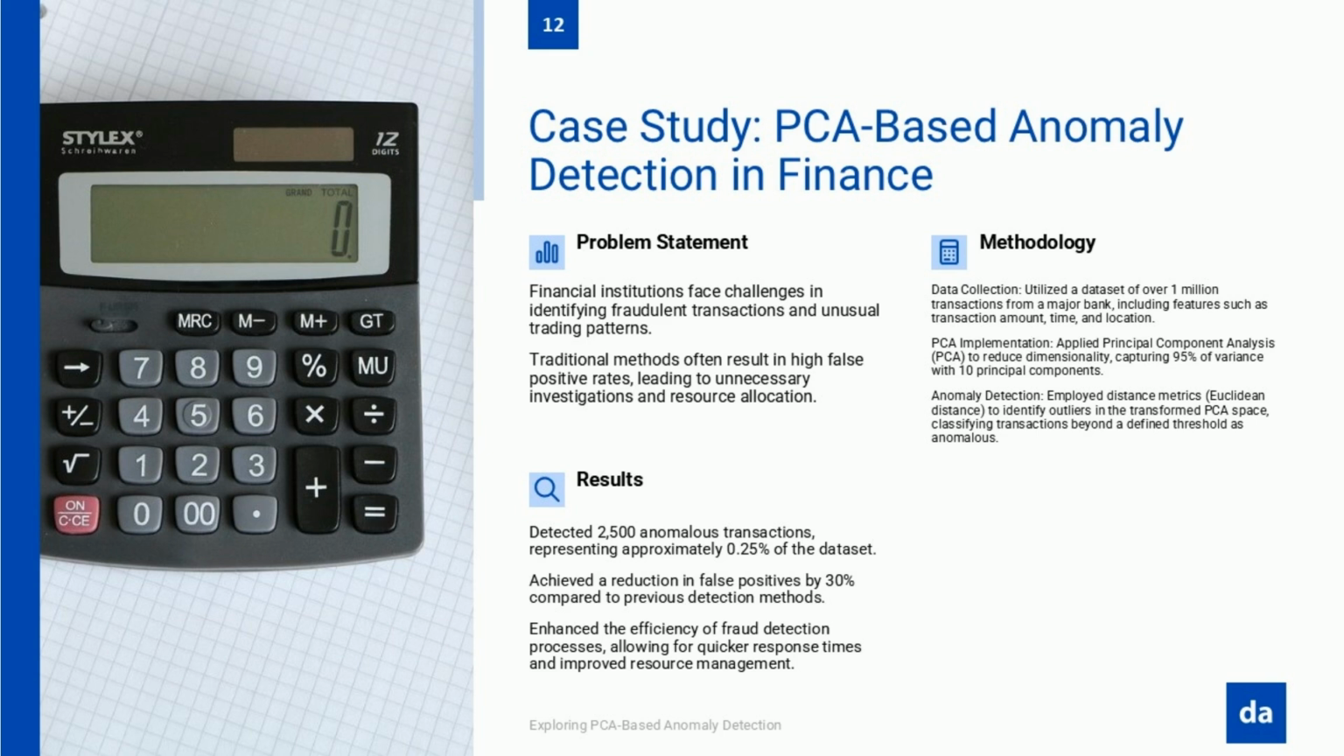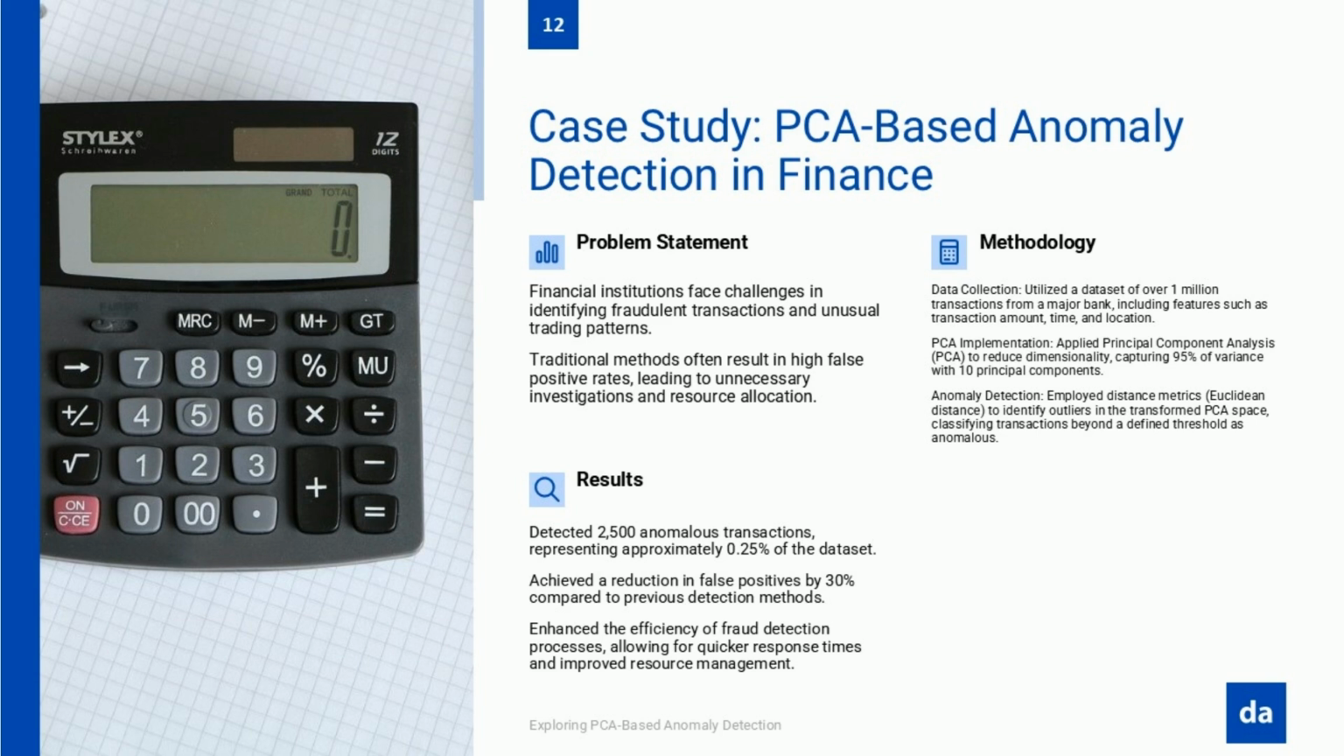Let's continue. Fraud is a multi-billion-dollar problem in the financial sector, with criminals constantly developing new ways to manipulate transactions and exploit vulnerabilities. Traditional fraud detection systems often rely on rule-based models, but these can struggle with evolving fraud patterns and generate high numbers of false positives, frustrating both customers and analysts. PCA-based anomaly detection offers a more adaptive approach, identifying suspicious financial transactions based on hidden patterns rather than predefined rules.